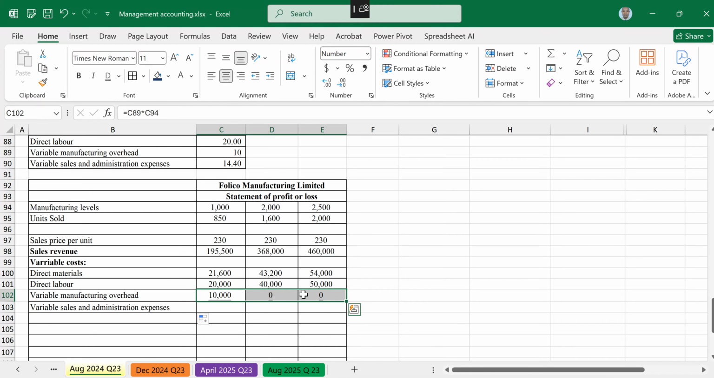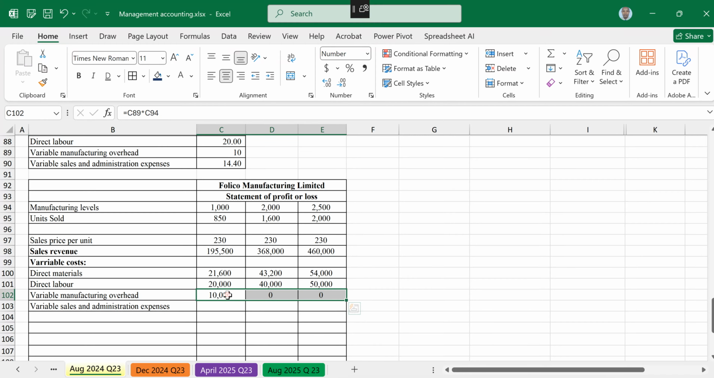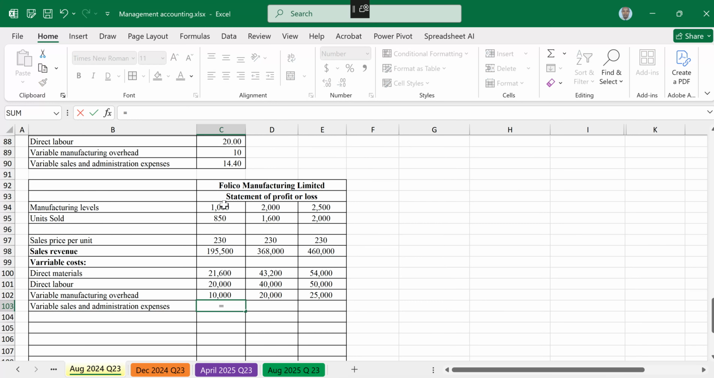Now, I did not lock this. You need to lock something here before you drag across. Lock this. Now, variable sales and administration will be the 14.4 times the units sold, because it varies with sales. Multiply with the units sold. Enter, then drag that across.